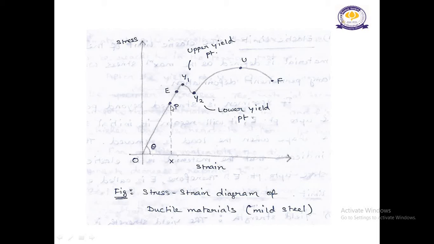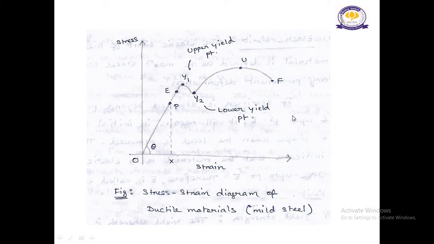So the term proportionality limit comes here. What is proportionality limit? The proportionality limit is defined as the stress at which the stress-strain curve begins to deviate from the straight line. Here in this diagram, after point P the curve begins to deviate, and so point P indicates the proportional limit.